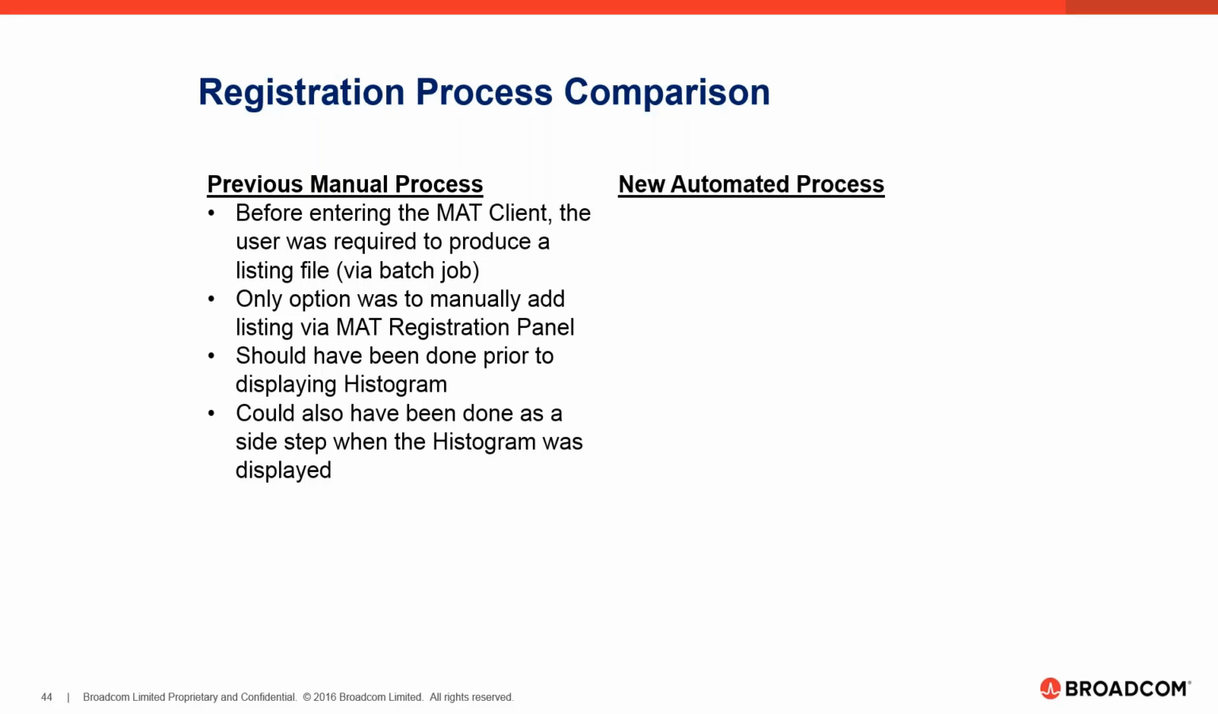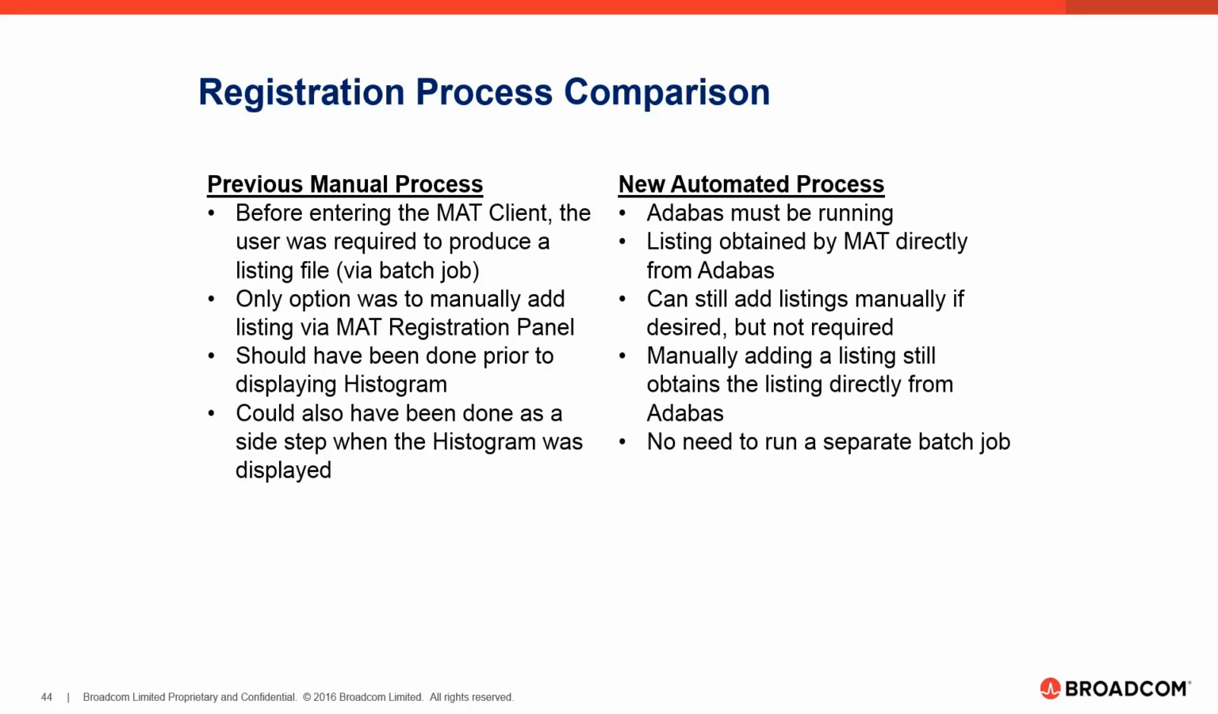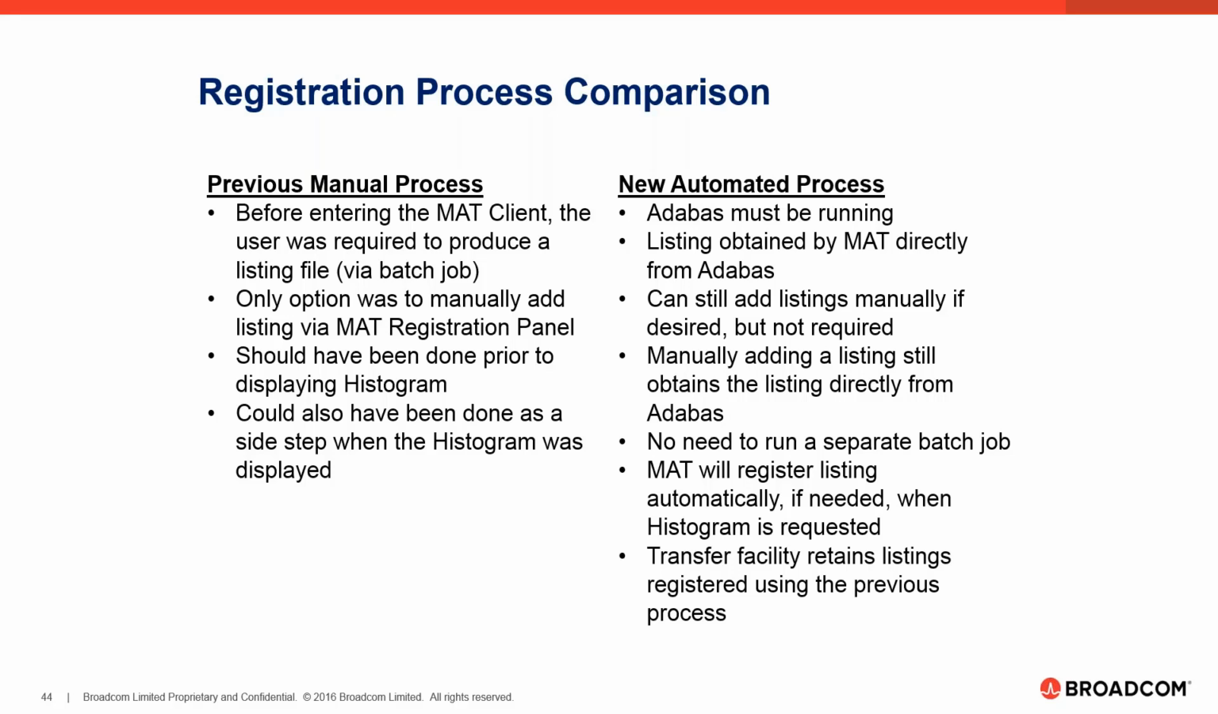The new process, however, is a lot different. All that's required is to have your ADABAS session up and running. When you do that, MAT can obtain listings directly from ADABAS. You can still add them manually if you want, but that's not required. And if you do, again, those listings come directly from ADABAS. So there's no longer a need to run a separate batch job. MAT will register the listings automatically if needed when the histogram is requested. And there is also a transfer facility for retaining listings registered under the previous process. That would be the PDS listing manager.